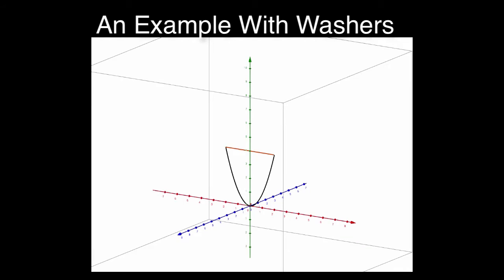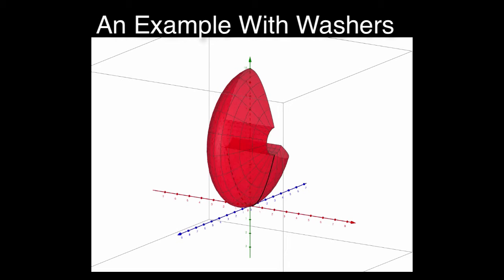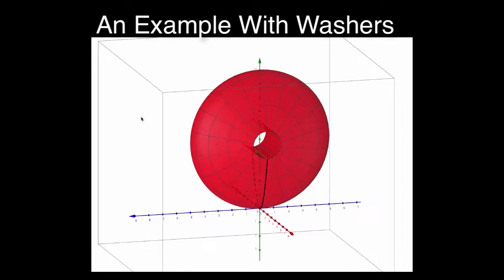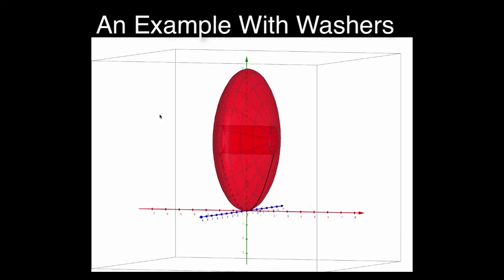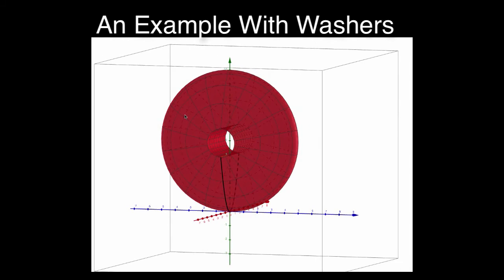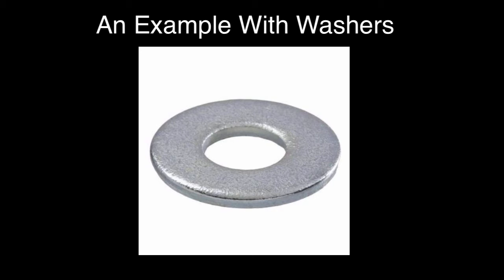Let R be the region bounded by the parabola y equals x squared and the line y equals 4. Find the volume of the solid obtained by rotating R about the line y equals 5. Here, when we take the cross-section, it's no longer a circle. There's some space missing in the middle. We refer to this shape as a washer. And if you haven't seen a washer before, here's one for you now.